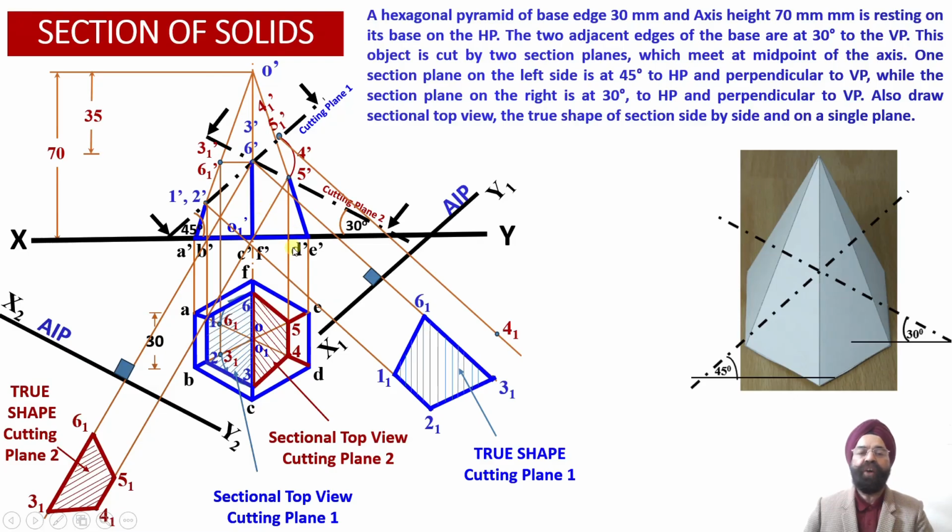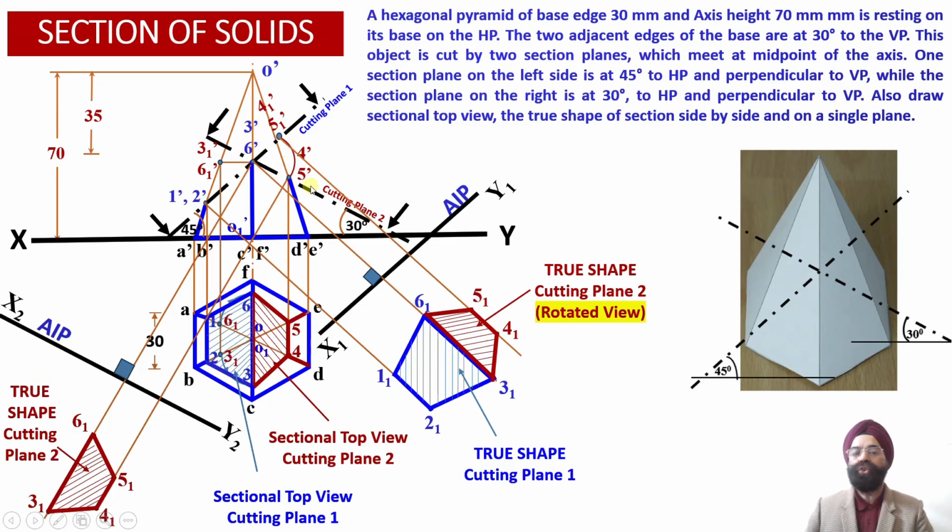Similarly, the distance of point 5 from the XY reference line we have measured, and we are going to mark the same distance ahead of the plane corresponding to this projector 5-1 dash over here. So this way, onto this rotated view, 6-1, 3-1, 4-1 and 5-1 have been obtained. Now this rotated true shape we have been able to mark over here using red color projection. Side by side, on the same plane, we have also obtained the true shape of cutting plane number 2, which is a rotated view.